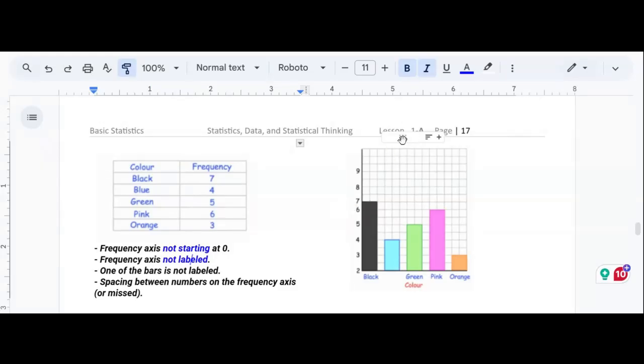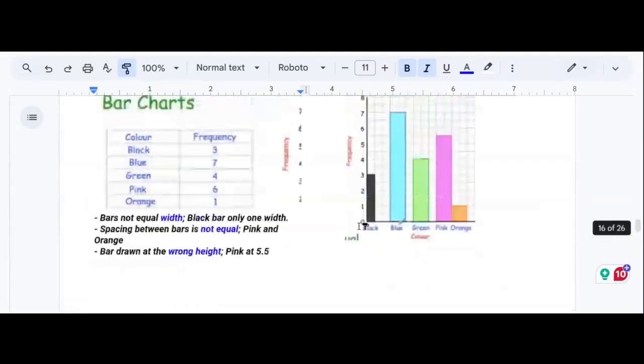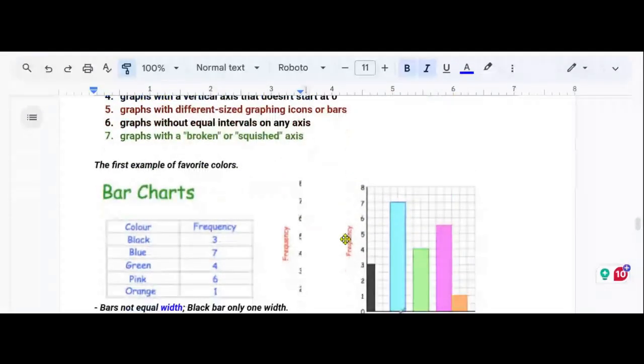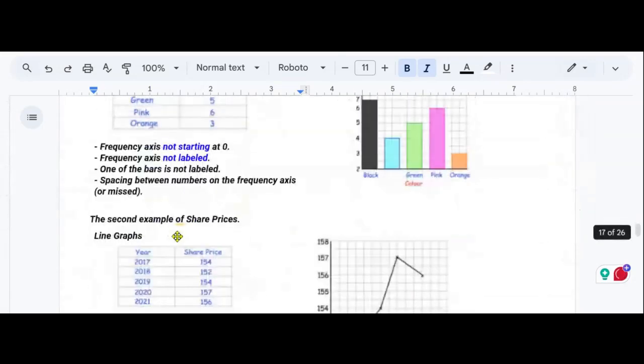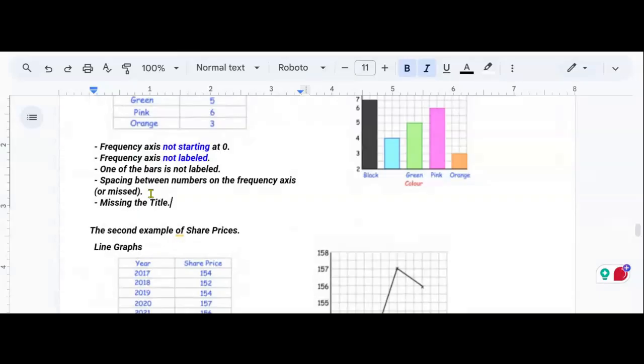And there is no title. There is no title here either. So we can write this down: missing the title. Also the second one is missing the title.